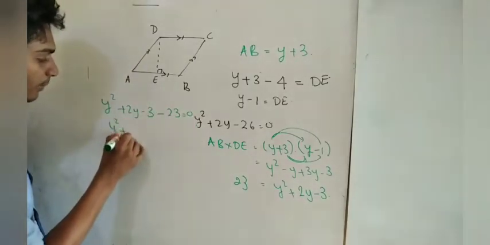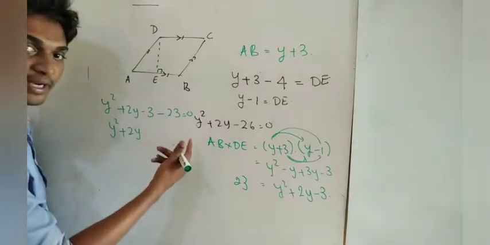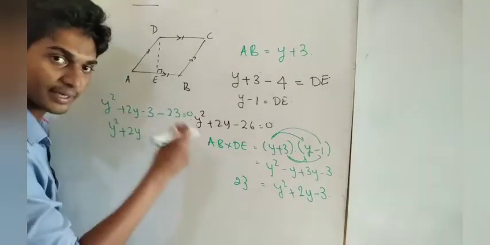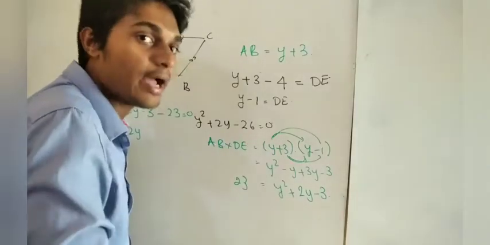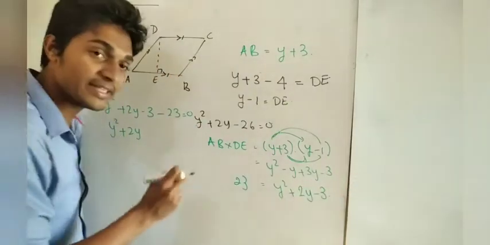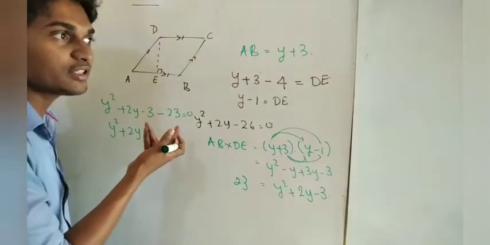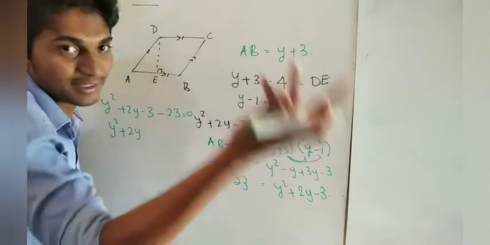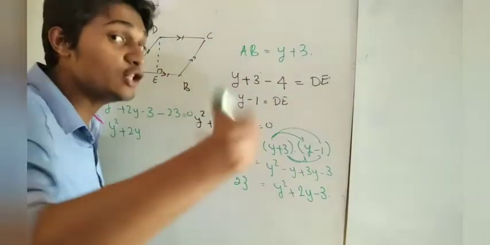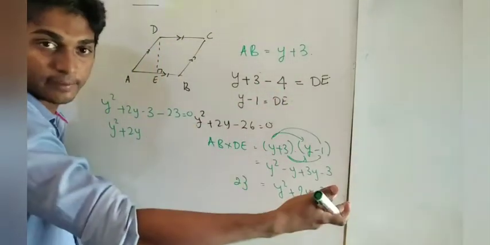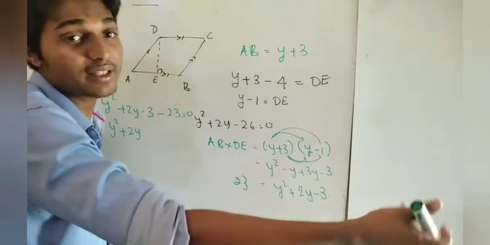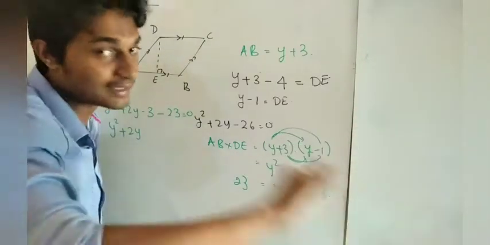So y squared plus 2y minus 3 minus 23, both have similar signs, minus and minus. If you have minus 3 minus 23, you have to add. Now remember, you shouldn't say that minus 3 minus 23 is plus something, because minus into minus is plus, perfectly alright. Minus 3 into minus 23 is plus 69. That's a different story.